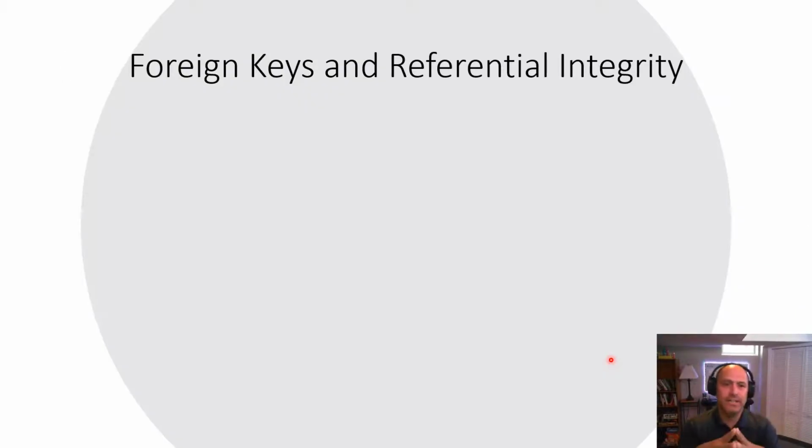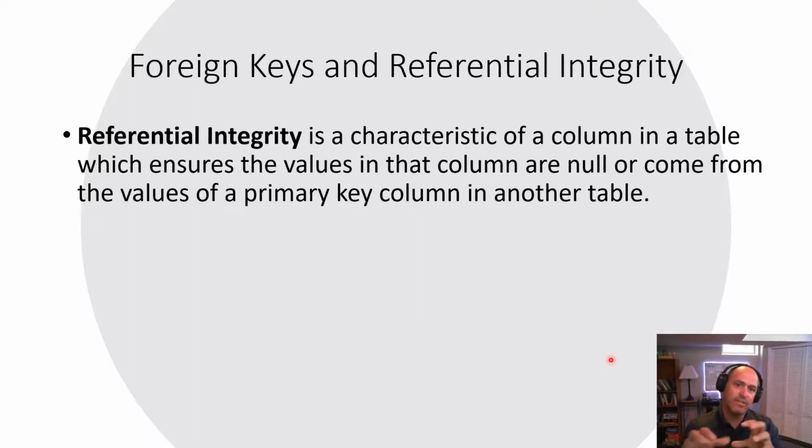All right, now we're going to get into how do I take one table and another table and establish some kind of link or bond between them so that I can associate these isolated sets of data with each other, right? And that is called referential integrity, and referential integrity gets implemented via foreign keys. So referential integrity is a characteristic of a column in a table which ensures that the values in that column are null or are represented as a primary key in another table. I know that's a mouthful, but of course I'm going to beat you up with a bunch of examples.